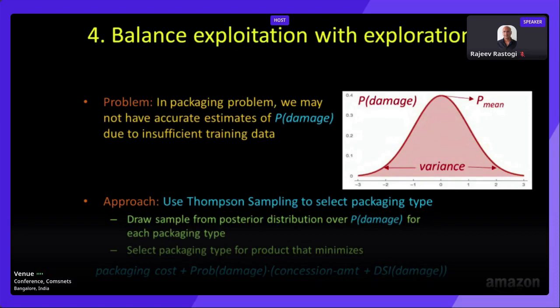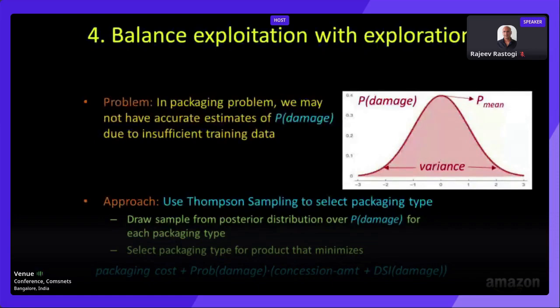And this makes it a problem when you're using the point estimate P mean to select the packaging type for a product. So for example, if the true damage probability is less than P mean, so it's on the left-hand side, then P mean will end up overestimating the damage probability and use excessive packaging. On the other hand, if your true damage probability is much larger than P mean, then P mean will end up underestimating damage probability and then use too little packaging.